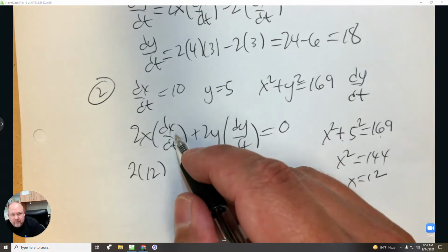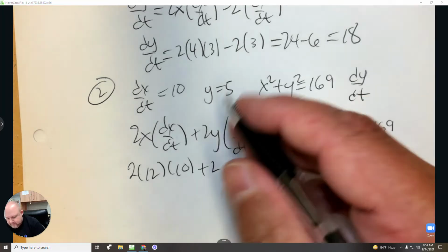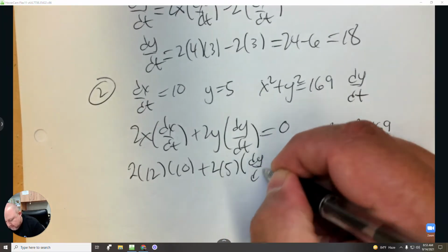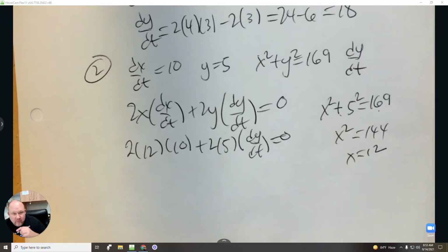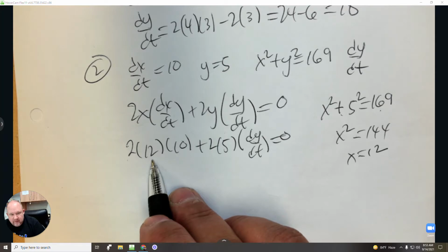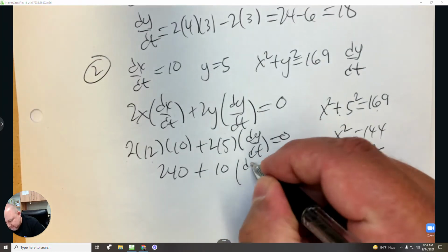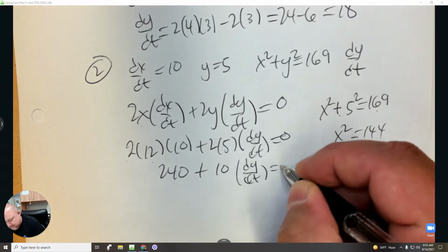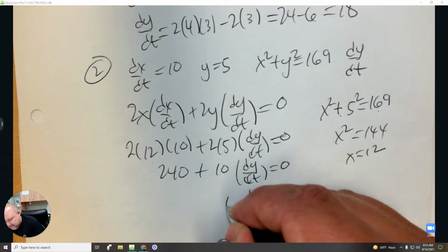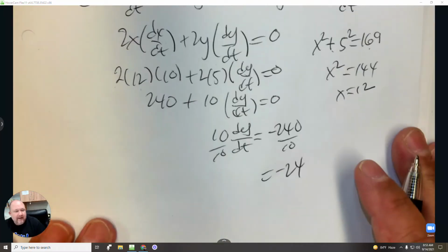The rate for x with respect to time is increasing at a rate of 10. Y, the value is 5. The rate is what I'm looking for. And now it's just algebra to get dy/dt by itself. So we have 2 times 12 times 10. That's 2 times 5. So we're going to subtract 240 and then divide by 10, and the answer is negative 24.